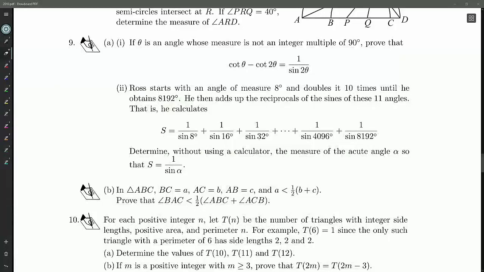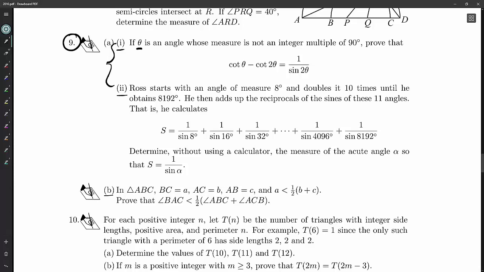Root Beer here, looking at question number 9 on our 2010 Euclid Math Contest. Now, question 9 here, they're being a bit sneaky because in A part we've got parts 1 and 2, and then we've got a B part, so this is really a 3-part question, although you can certainly expect that these parts in A should be related. Alright, what have we got?